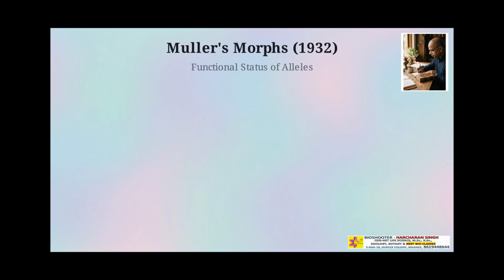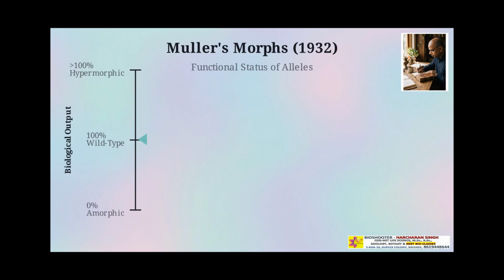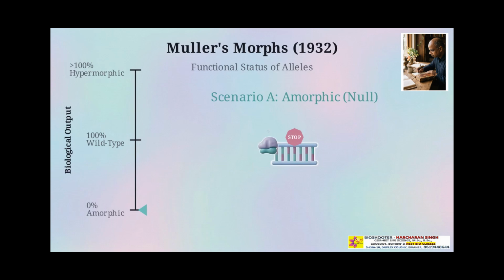Moving to the functional status branch of our graph, we use the classification system developed by Hermann Joseph Muller in 1932 to measure exactly how mutations scale biological output. At the very bottom of the scale is an amorphic or null allele. A structural disruption, like a frame shift or nonsense mutation, forces the ribosome to detach early. The sequence generates 0 functional product.